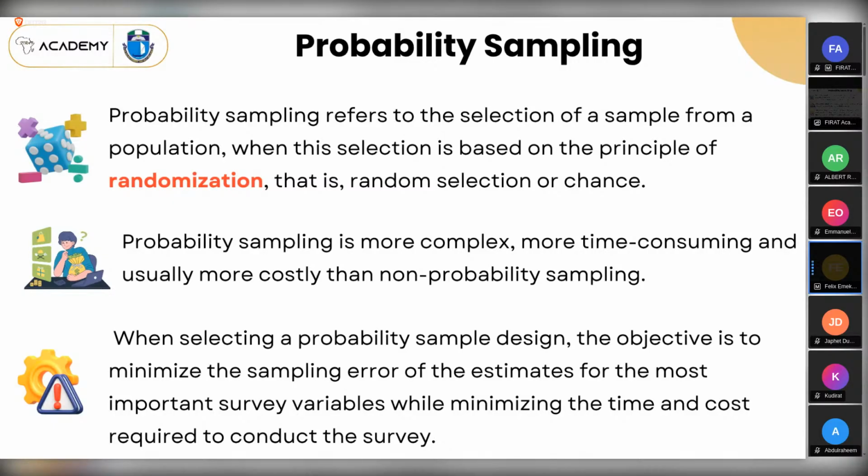Unlike the other one, where you don't give everyone the opportunity to be selected. You select based on how you feel. That's why it's called convenient sampling. You just take them because it's convenient.